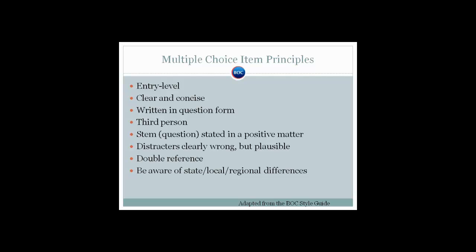Distractors are clearly wrong, but plausible. So I think we had one ACL that was up in the neck or elbow. It's double referenced, and then be aware of state, local, regional differences. And that kind of answered some of the questions that were coming here. So take the next, real quick, 5 minutes. And these are adapted from the BOC Style Guide, which is on our website under the Program Director. And this is an incredible tool for you all. I just want you to know that.